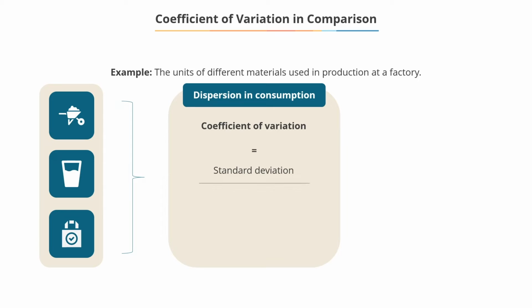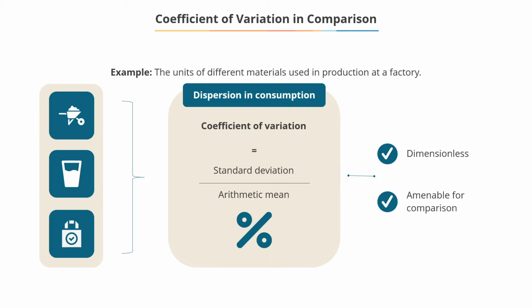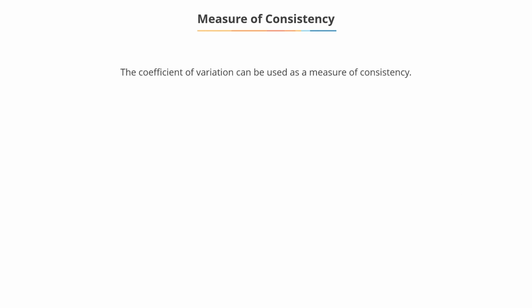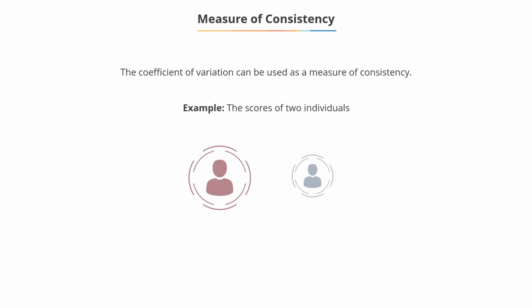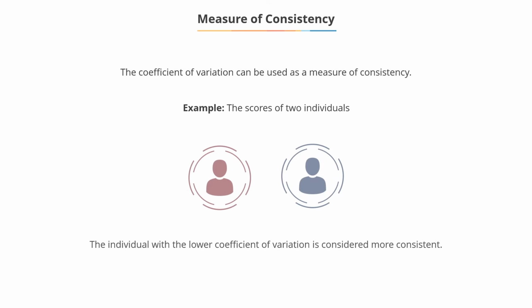It is the ratio of the standard deviation to the arithmetic mean expressed as a percentage. The ratio is dimensionless and is amenable for comparison. The coefficient of variation can also be used as a measure of consistency. For example, when two data sets represent scores of two individuals, the individual with a lower coefficient of variation is considered more consistent.